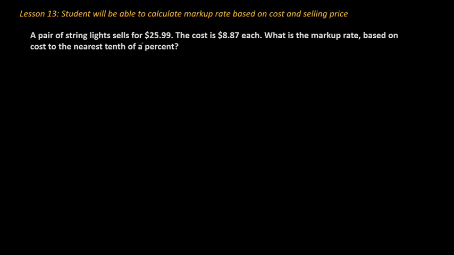A pair of string lights sells for $25.99. The cost is $8.87 each. What is the markup rate based on cost to the nearest tenth of a percent?